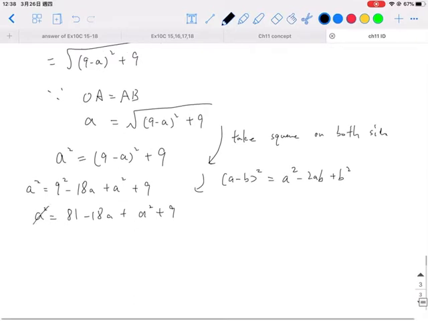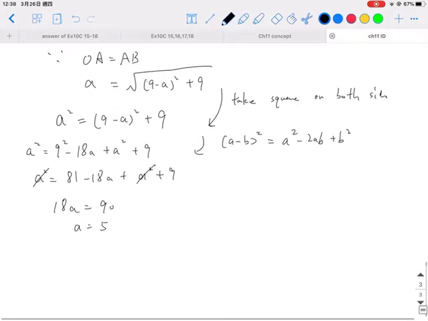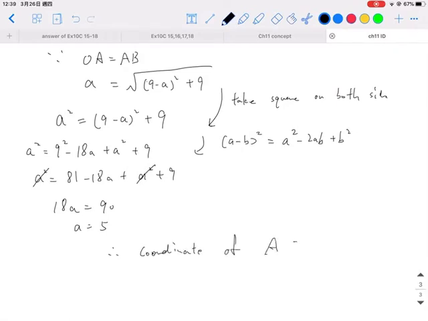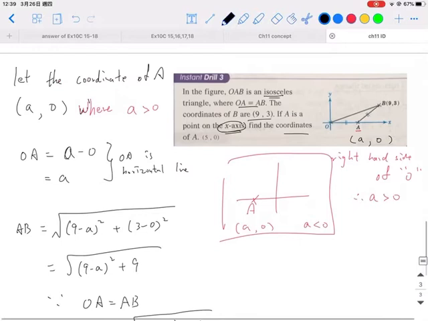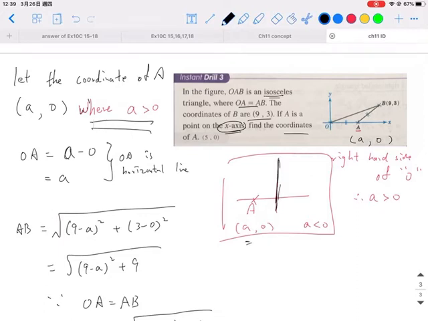The a squared can be cancelled, and therefore 18a is equal to 90, and you get a equal to 5. So the coordinates of A are (5, 0). That's the end of instant drill 3. Pay attention to the keyword: a must be positive. If A is on the left hand side of the y-axis, then a must be negative. That's the end of these 3 instant drills.